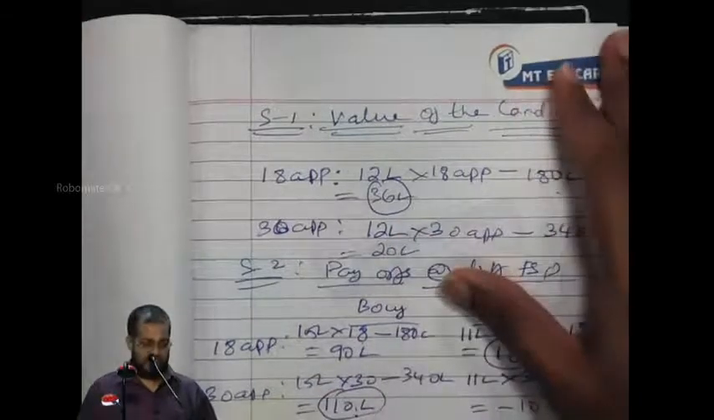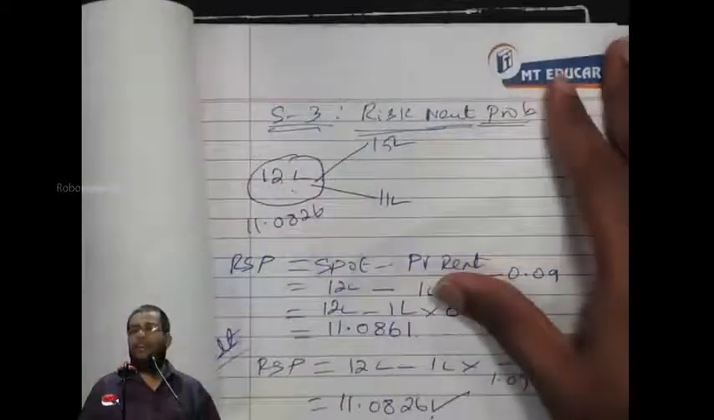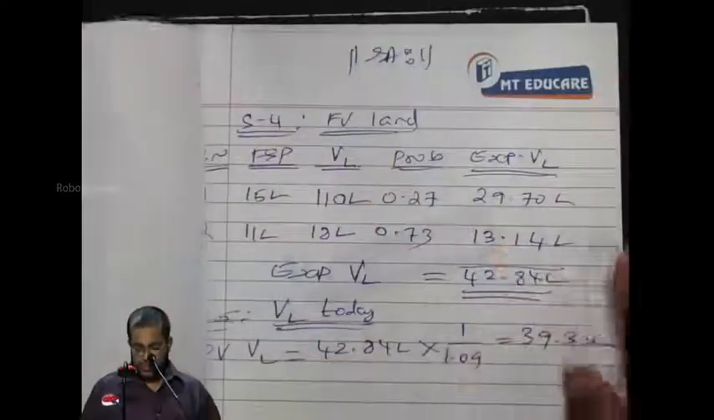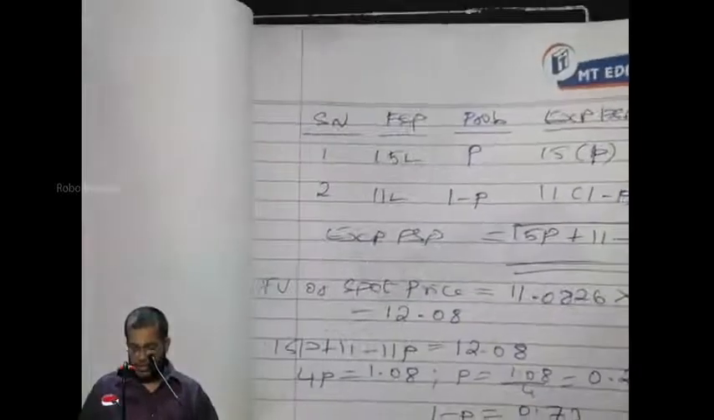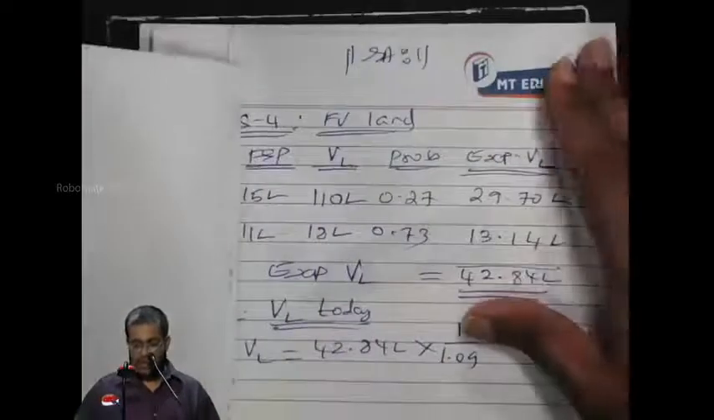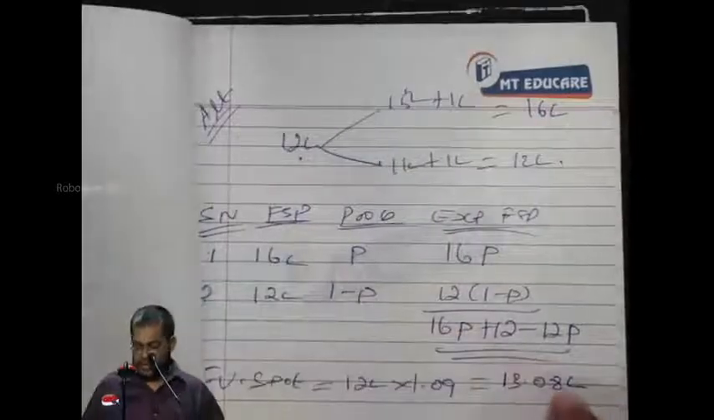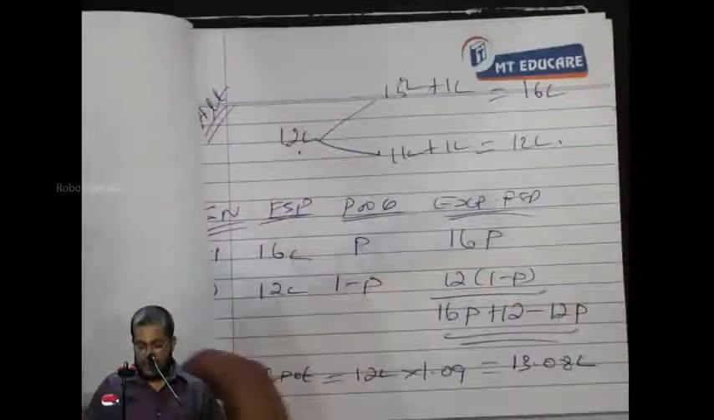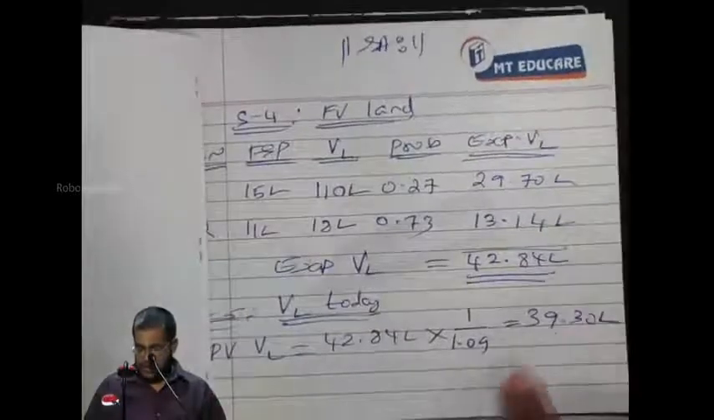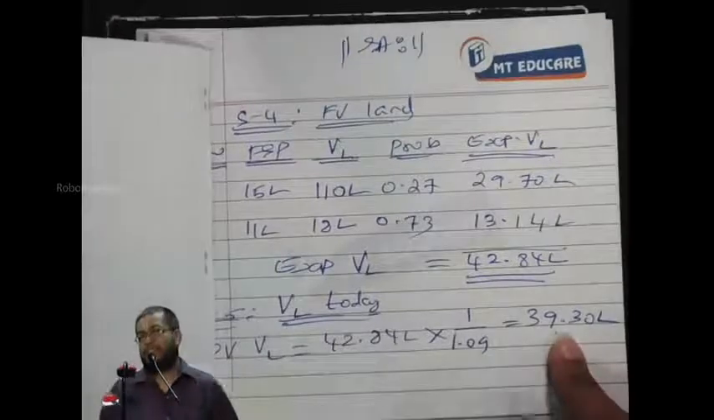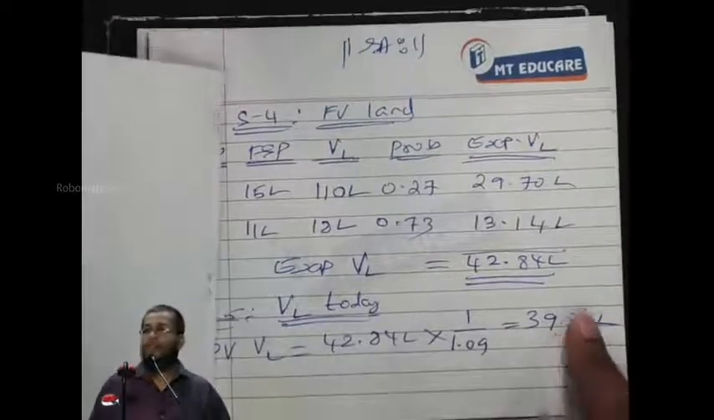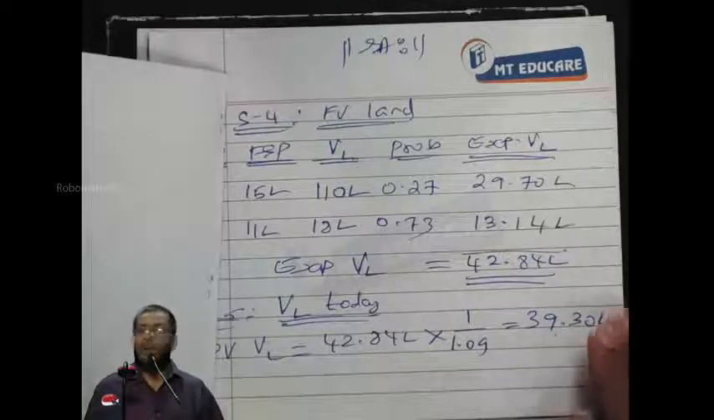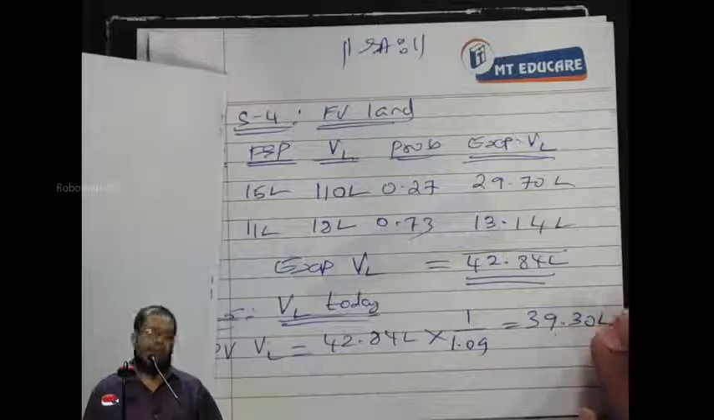But the value of land alone is how much rupees? The value of land alone, you calculated, is 39.30 lakhs. The value of land alone is 39.30 lakhs.